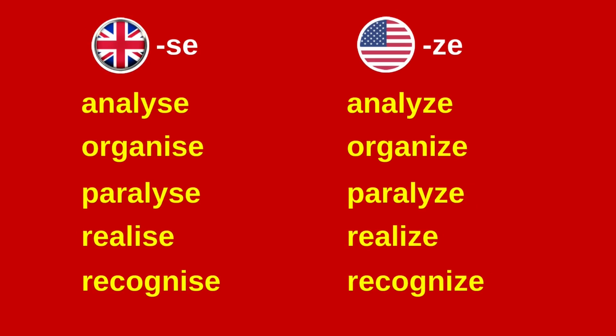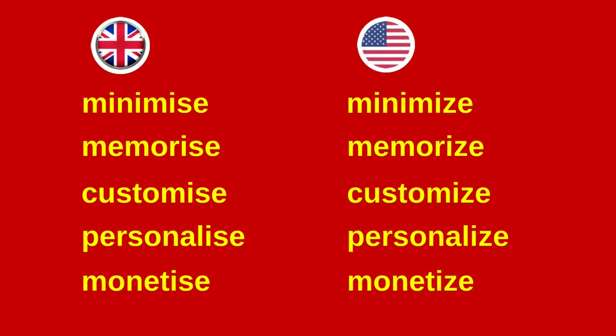In the next set of words, British English uses SE at the end of the verb, and in American English you can say ZE. So SE, ZE difference is one difference you can find between British and American English when certain verbs are considered. Here you can see some examples. Analyze, organize, paralyze, realize, recognize, specialize, socialize, patronize, apologize, criticize, minimize, memorize, customize, personalize, and monetize.